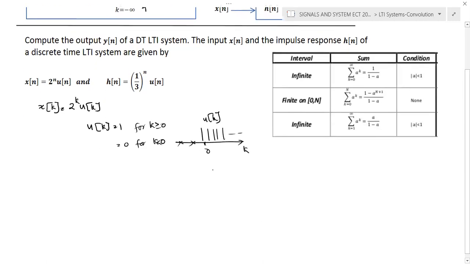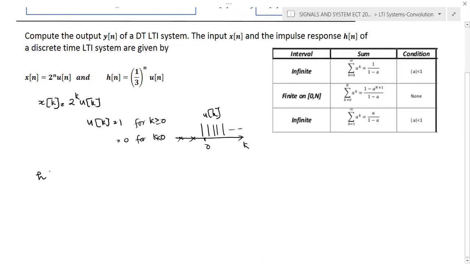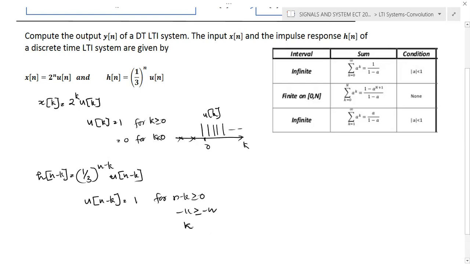And if you take h of n minus k, because in the formula we require h of n minus k, we can substitute n minus k in place of n. So it becomes 1 by 3 whole raised to n minus k into u of n minus k. And u of n minus k is a shifted version of the step signal. You can write 1 for n minus k greater than or equal to 0, or minus k greater than or equal to minus n. If you rearrange this, you get k less than or equal to n, and 0 for k greater than n.